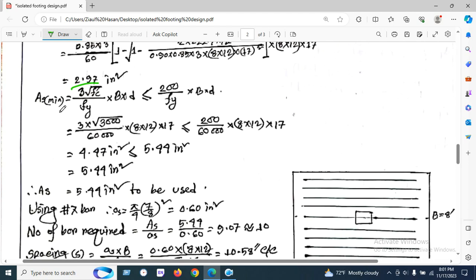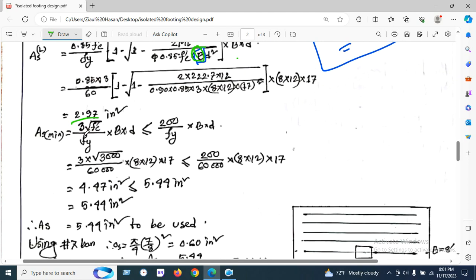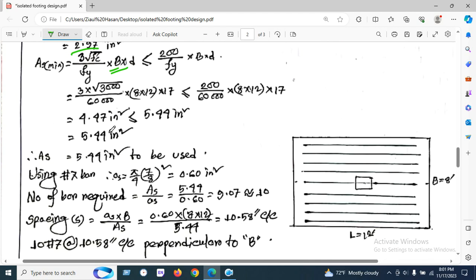Another formula is As minimum, which has two values: 3 root over F prime C B D over Fy, and 200 B D over Fy. Putting these values we found 4.47 inches square on one side, and on the other side 5.44 inches square. So we take the larger value for As minimum, which is 5.44 inches square.